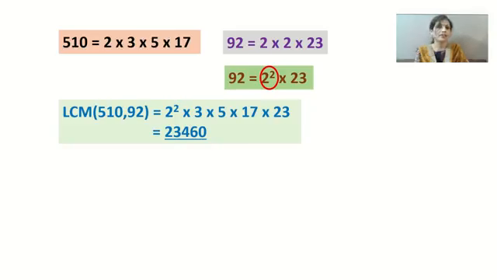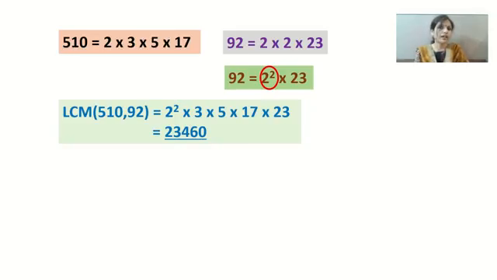So we have written 2 square into 3 into 5 into 17 into 23, and if you multiply this, the multiplication is 23460. That is the LCM. Now what is the meaning of highest common factor? Now for highest common factor, just check out all the prime factors once again.